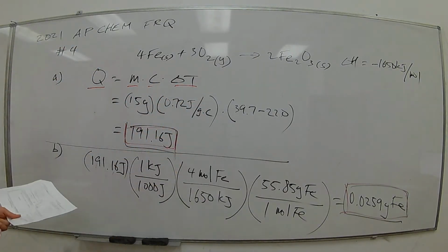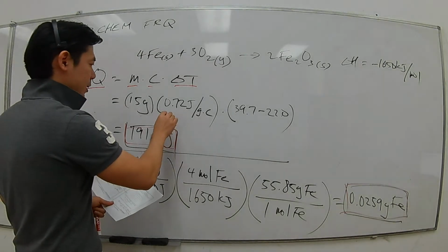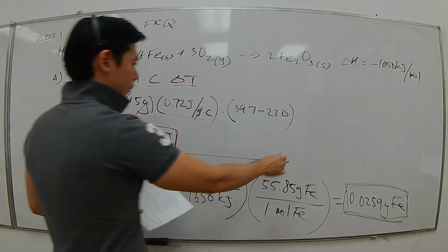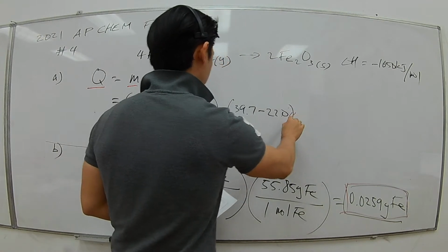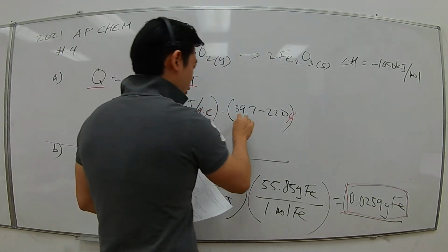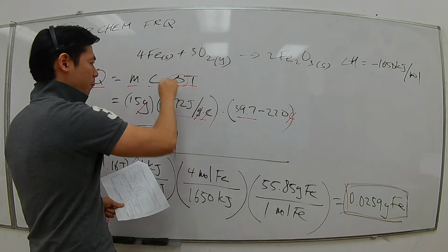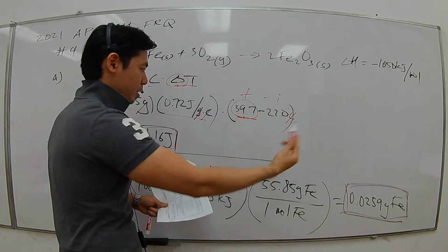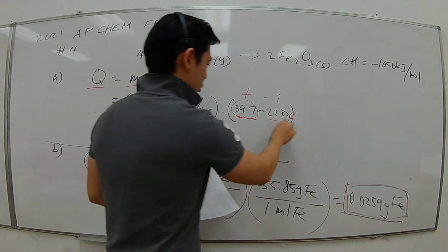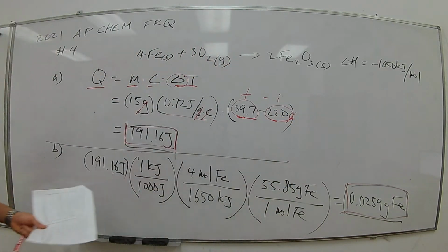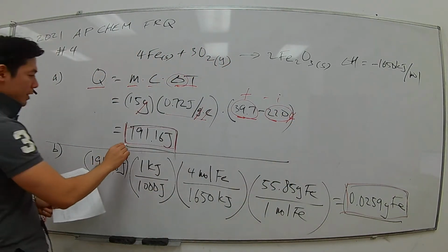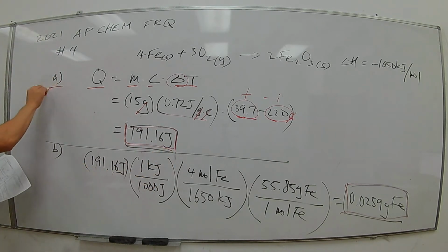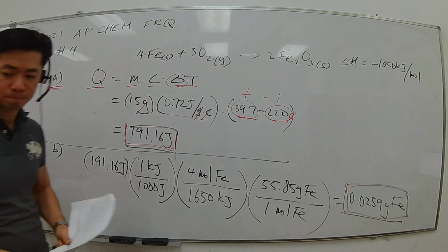So the mass is 15 grams times the specific heat, and then the units cancel out, leaving degrees Celsius. For the temperature change, keep in mind, guys, always delta means final value minus initial value. Final temperature at the last 4th minute, and then this initial temperature value. If you calculate this value, the answer becomes 191.16 joules of energy. That's the answer for part A.